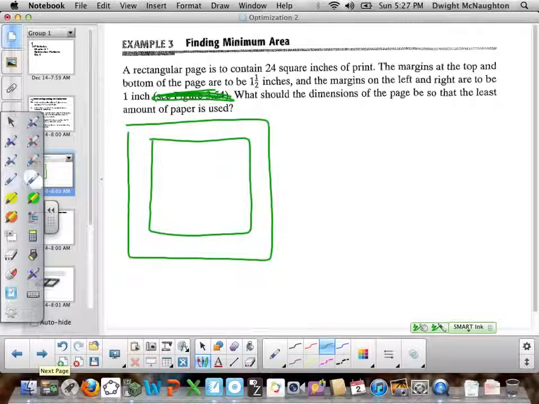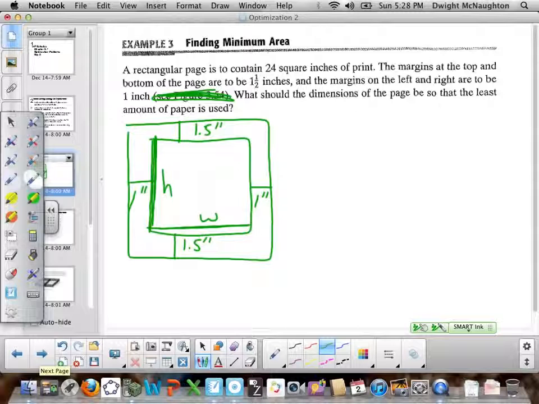And the margins from the edge of the paper for top and bottom are to be 1.5 inches. So this gap here is to be 1.5 inches, and this gap here is to be 1.5 inches. Left and right is to be 1 inch. And from there, we have our drawing. We got our variables need to be assigned. I'm going to call this width. And just for some odd reason, I'm going to call that height. H and W are going to be my variables.